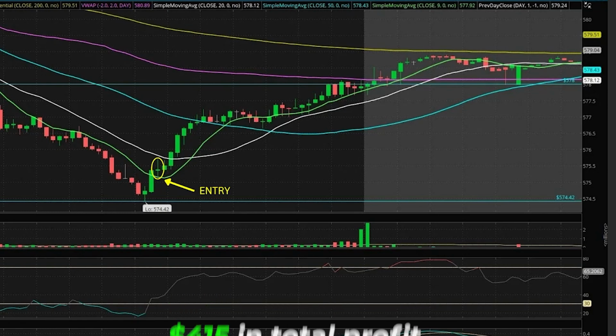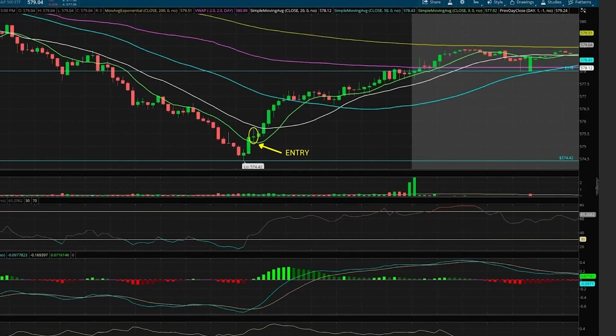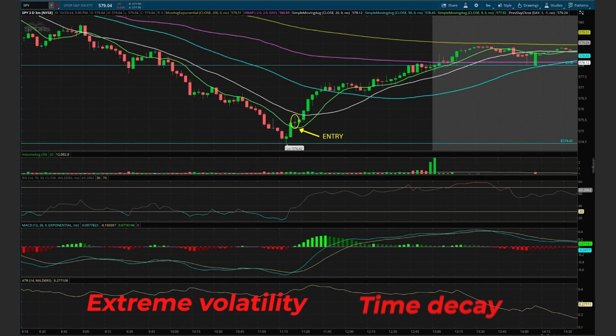By the market close, the price indeed reached the 578 resistance level as I initially predicted. However, I'm not too sad with the trade as I was happy with the profits I made for the day and didn't want to take more risk to see if the price would eventually reach the resistance level, especially after considering the extreme volatility and time decay of the 0DTE options.